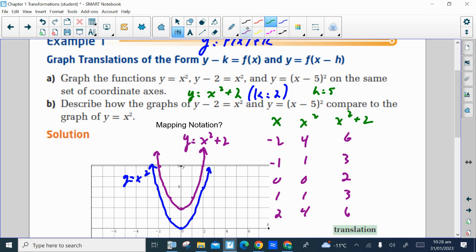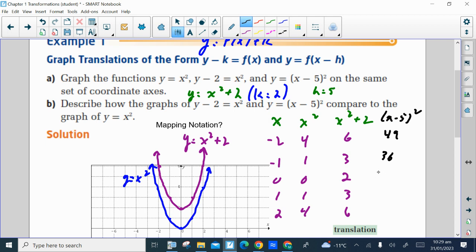So for x minus 5 all squared, you're going to take your value of x, you're going to subtract 5, and you're going to square it. So when x is -2, you'll take away 5. That'll give you -7. Squared is 49, which we don't have room for on our graph. But we'll find some points that we do have room for. When x is -1, -1 take away 5 is -6. Squared is 36. Again, we don't have room for those on our graph. But we'll find some that do.